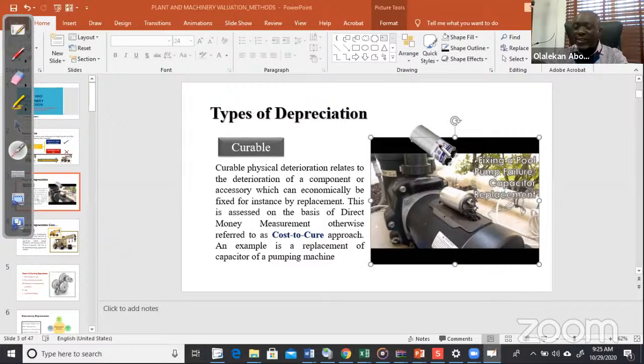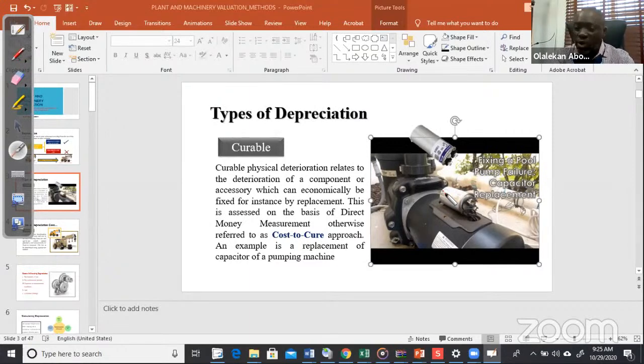We are only saying that it is your job to treat that curable depreciation using cost to cure. Then what is cost to cure? Cost to cure is the cost of replacing the faulty part of your asset. The cost of replacing it will therefore include the cost of purchase of that capacitor in the case of this pumping machine, even transportation costs, then the cost of the labor to fix it before it can be in position and the life of the pumping machine is restored, such that it can be performing. That is curable depreciation.